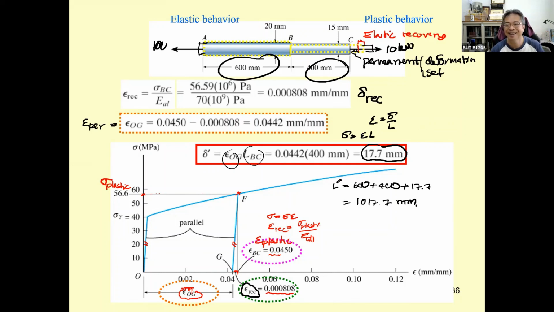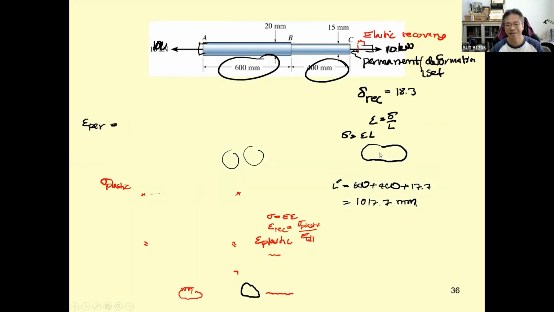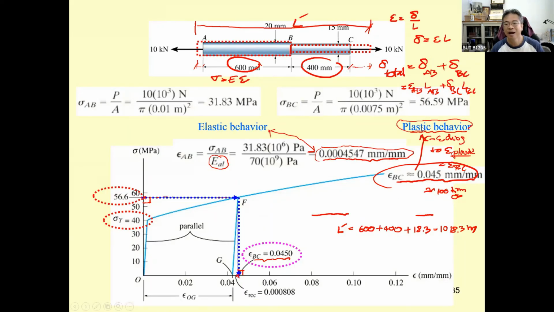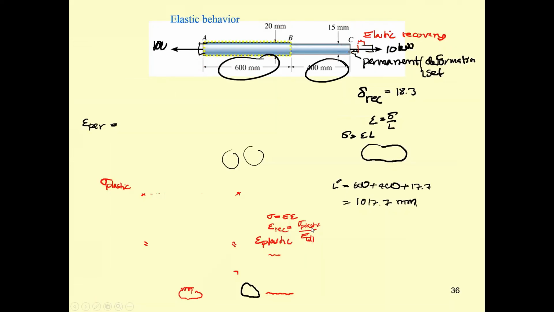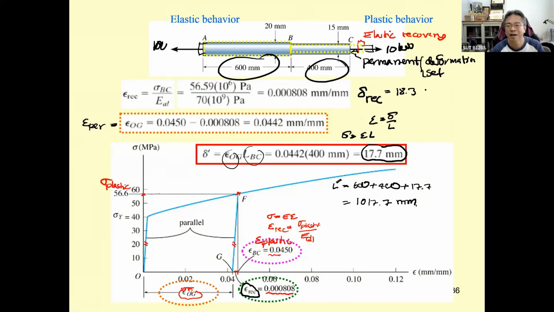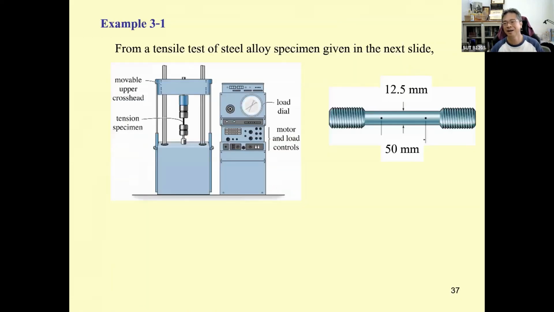That is going to be easy. It's going to be 18.3 from the previous one. Yeah, 18.3 minus 17.7. So this is going to be the elastic recovery deformation. Just put this in, and you get 0.6 millimeter. That is what we should have for the third learning objective.